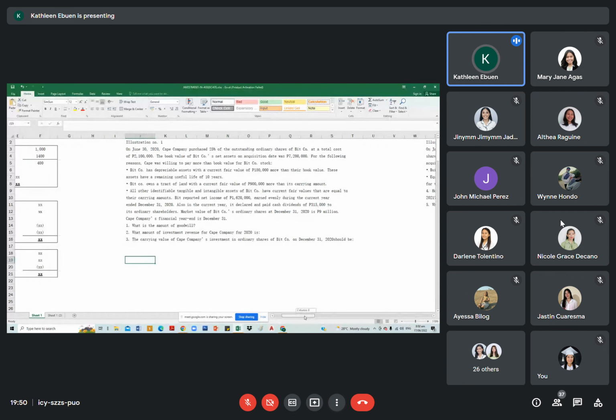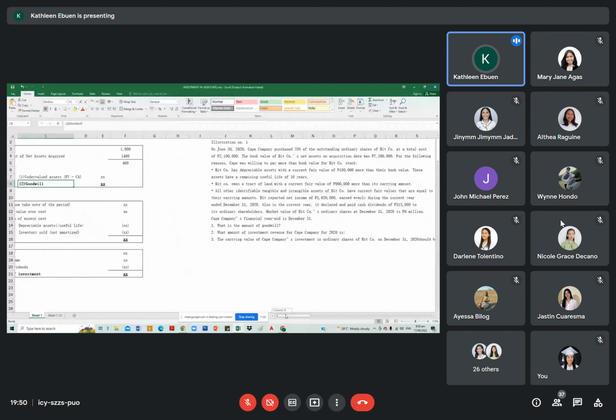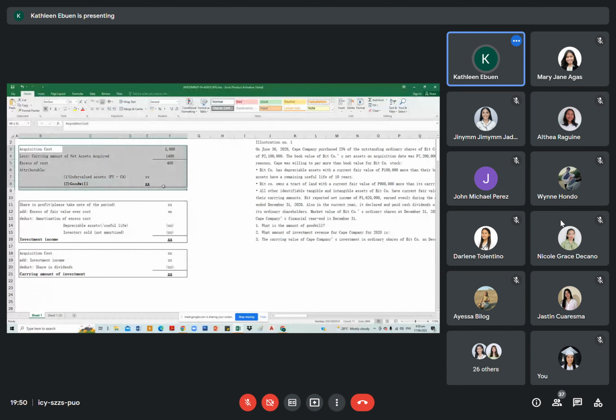Okay, so i-apply natin class, of course, yung first formula natin kasi ito yung hinahanap. Okay. So una daw class, hanapin natin si, copy ko na lang dito.